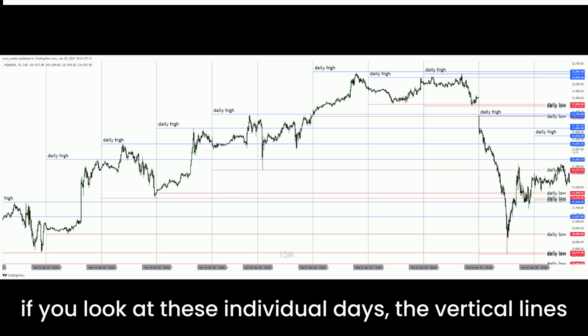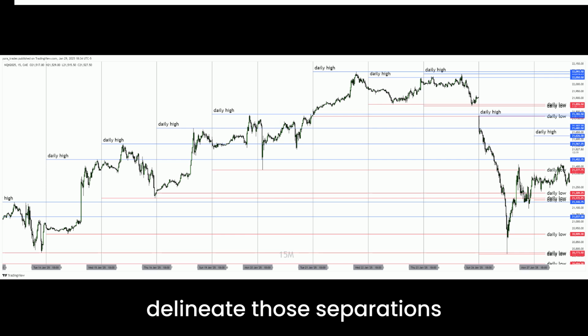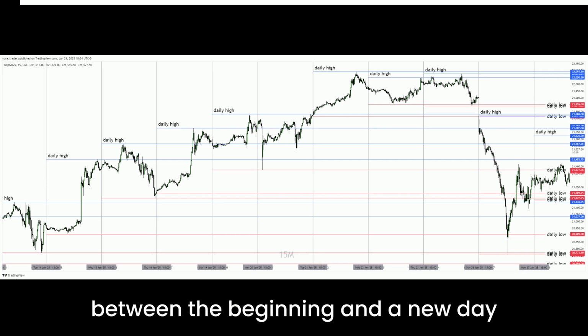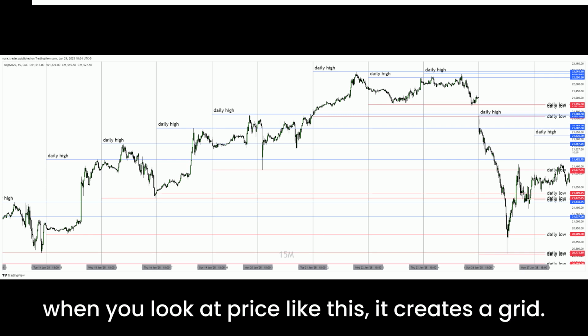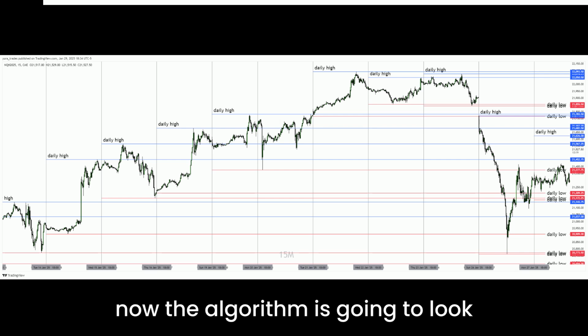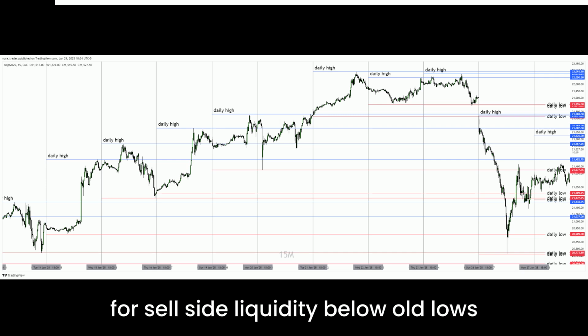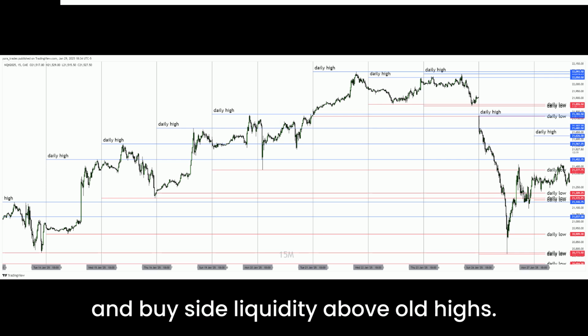If you look at these individual days, the vertical lines delineate those separations between the beginning and a new day and the end of a day and starting another. When you look at price like this, it creates a grid. Now, the algorithm is going to look for sell side liquidity below old lows and buy side liquidity above old highs.